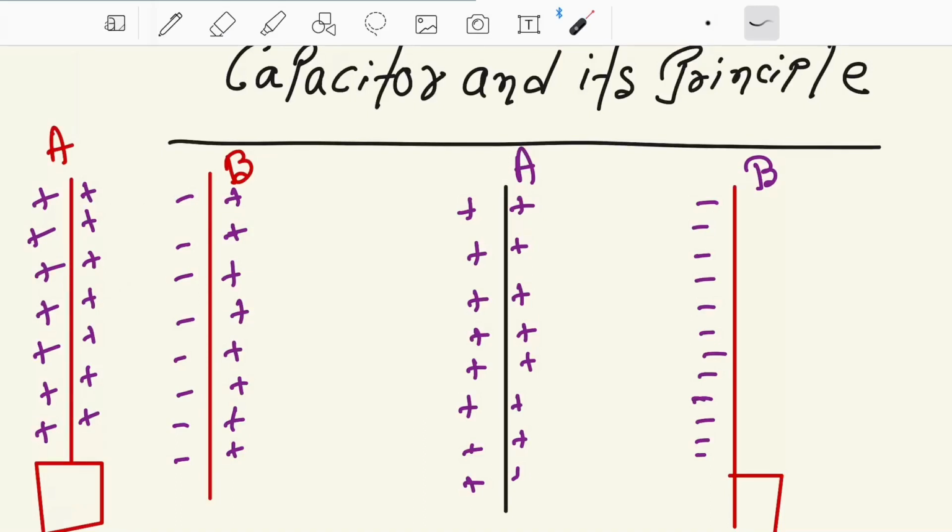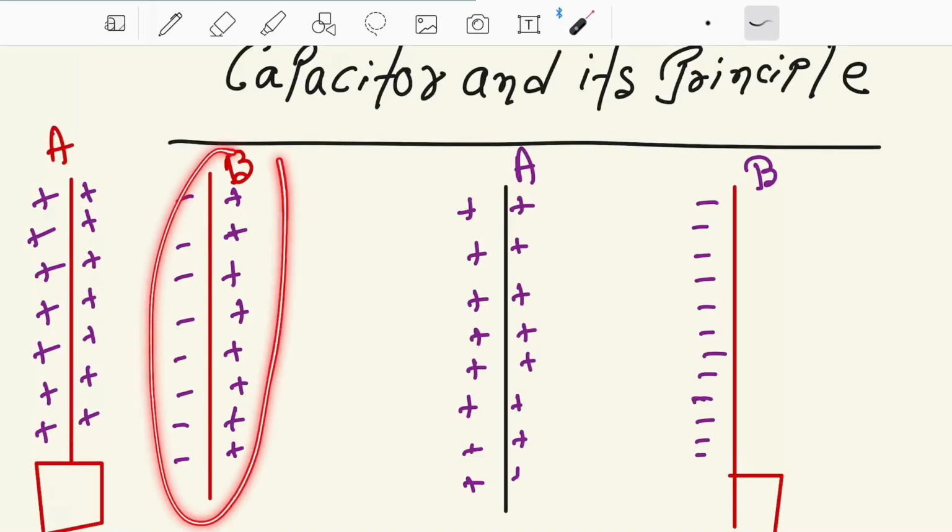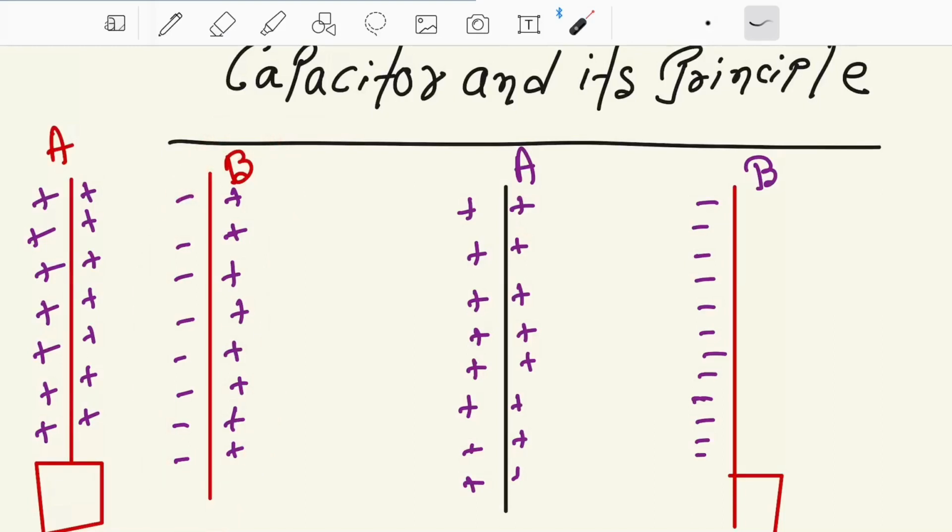Then you bring a different insulating plate, called B. What will happen? Induced charge is generated: negative charge on this side of plate B and positive charge along the other side. So this is the induced charge. Now this negative charge always tries to reduce the potential of A, and the positive charge always tries to increase the potential of A. But the most important thing is that the negative charge is closer to A, so overall the potential of A will decrease.